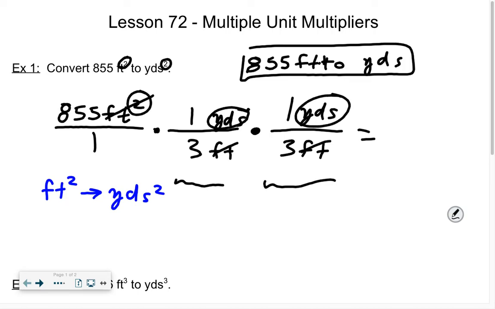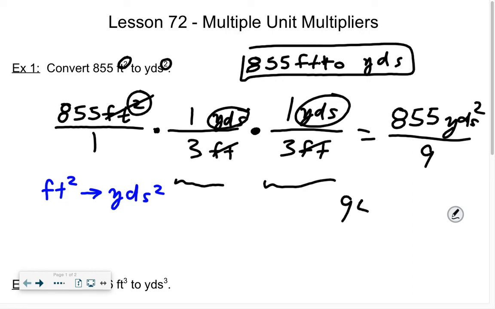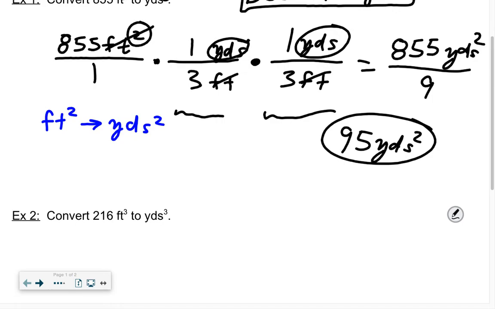Now we'll go ahead and multiply across. 855 times 1 is 855, yards squared, over 1 times 3 is going to get us 9. And if we take 855 divided by 9, we come up with 95 yards squared. So again, the key for today's lesson is knowing that the exponent will tell you how many times you have to multiply by that number.